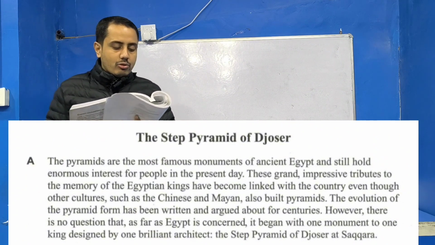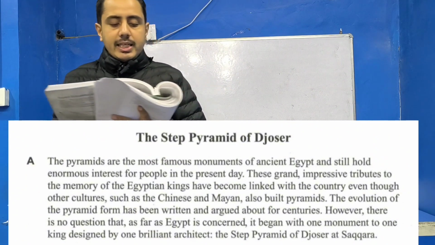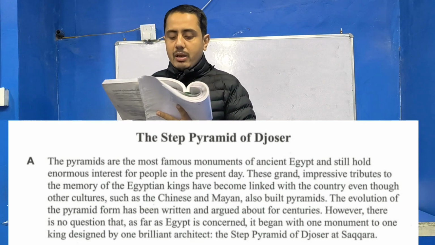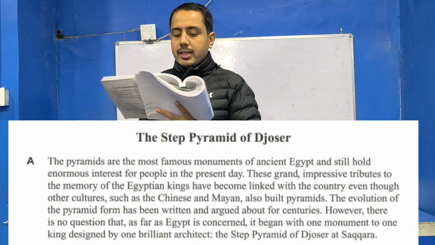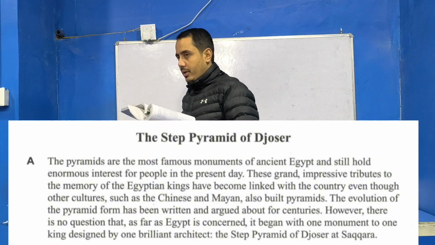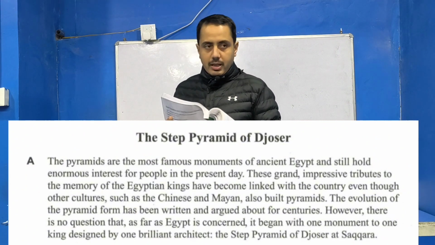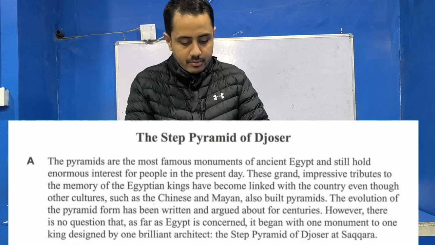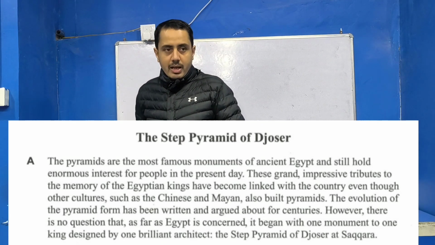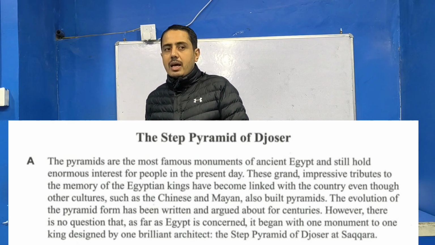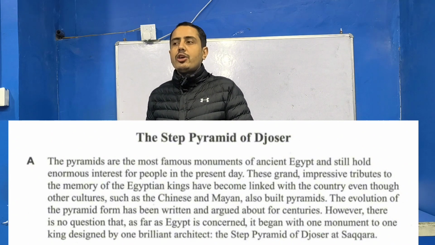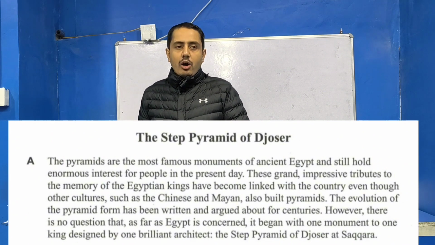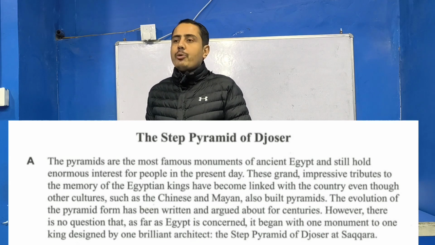However, there is no question that as far as Egypt is concerned, it began with one monument to one king designed by one brilliant architect, the step pyramid of Djoser at Saqqara. So the last part of that paragraph is telling us that pyramids are all over the world, and historians and archaeologists don't agree on where it came from and how it came.